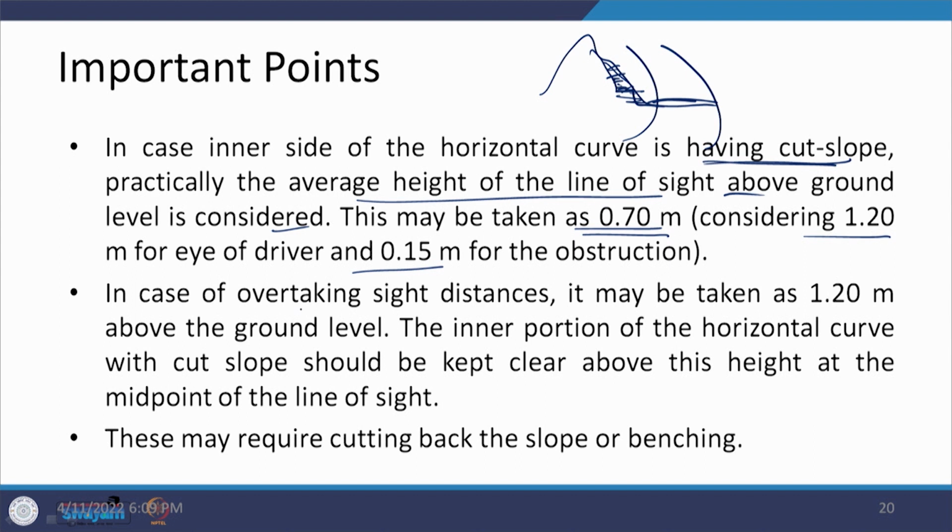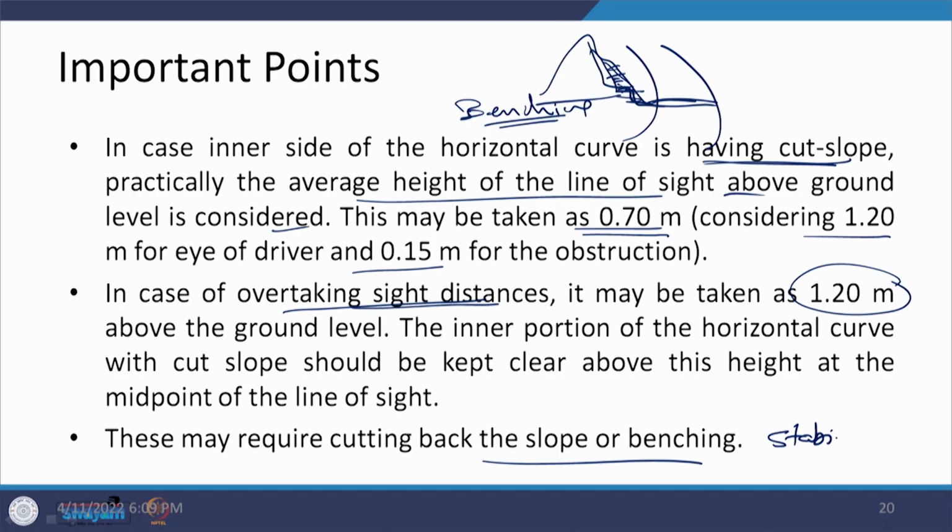Now, if we are talking about overtaking sight distance, as both values for eye level as well as obstruction are 1.2 meters, then we can consider 1.2 meters above the ground level. Now, when you are creating a condition as being shown here, then this is defined as benching. So, a bench is being created here. That is one thing which we are going to look at, and when you do that, the stability has to be ensured. That is an additional thing which we are looking at.